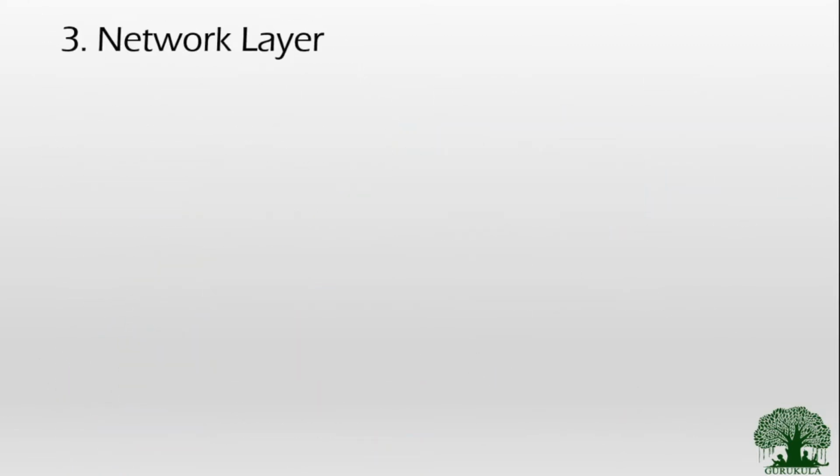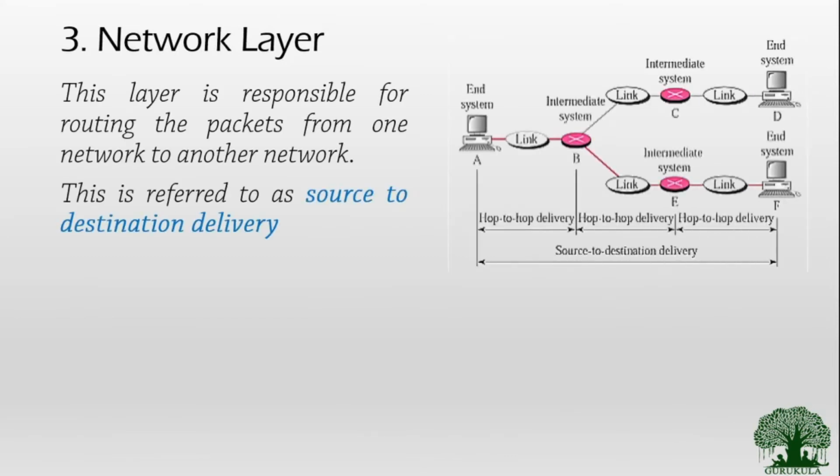Next, jumping on to the third layer, the network layer, which is responsible for source to destination delivery. I would like to recall that the previous layer, the data link layer, is responsible for node to node delivery. As against that, your network layer is responsible for source to destination delivery.